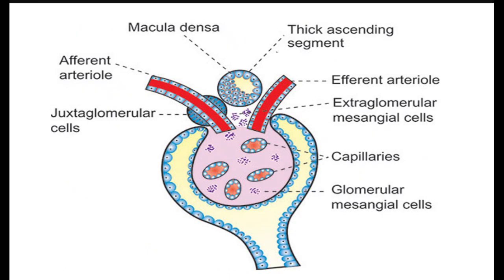Now, what is the macula densa? Macula densa is the part of distal convoluted tubules which is situated in between afferent and efferent artery, right? Now next, what is the extraglomerular mesangial cell? This is the cell which is situated in a triangle. This is the triangle formed by the afferent and efferent arterioles.